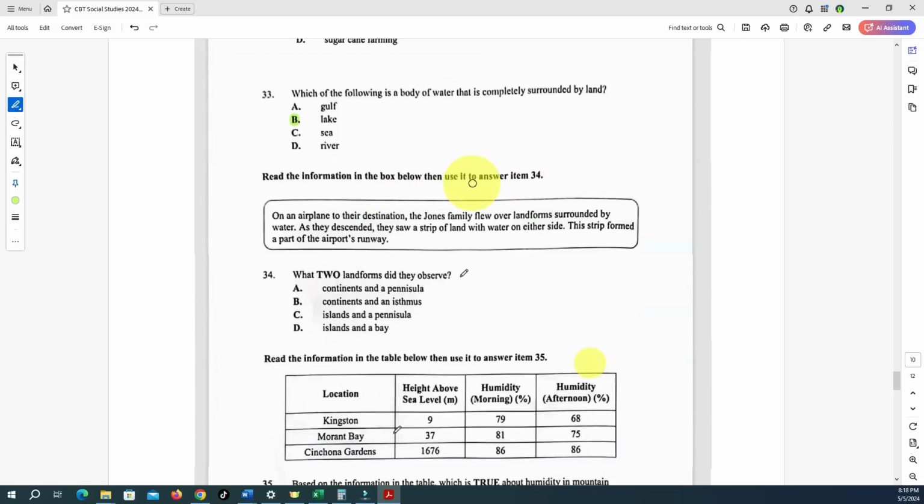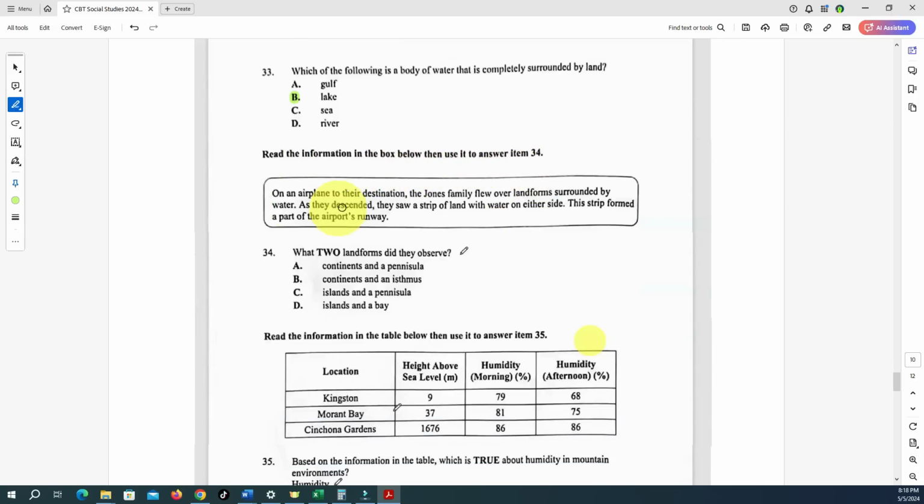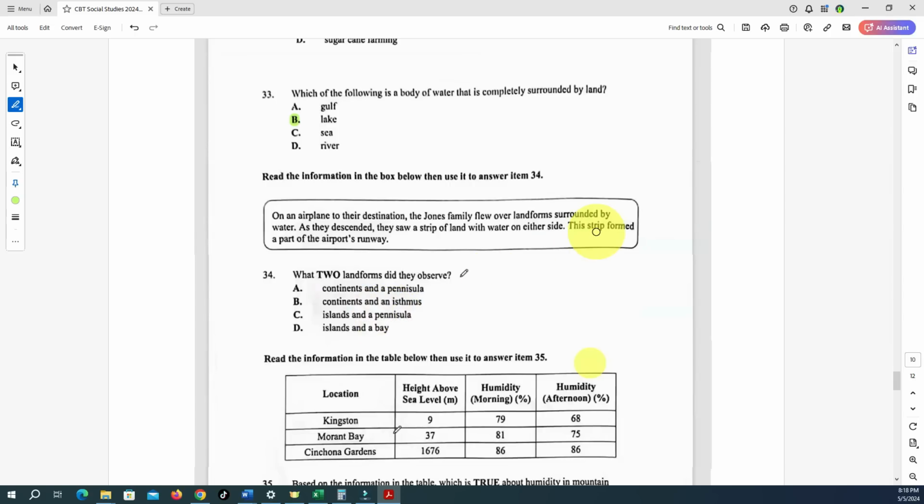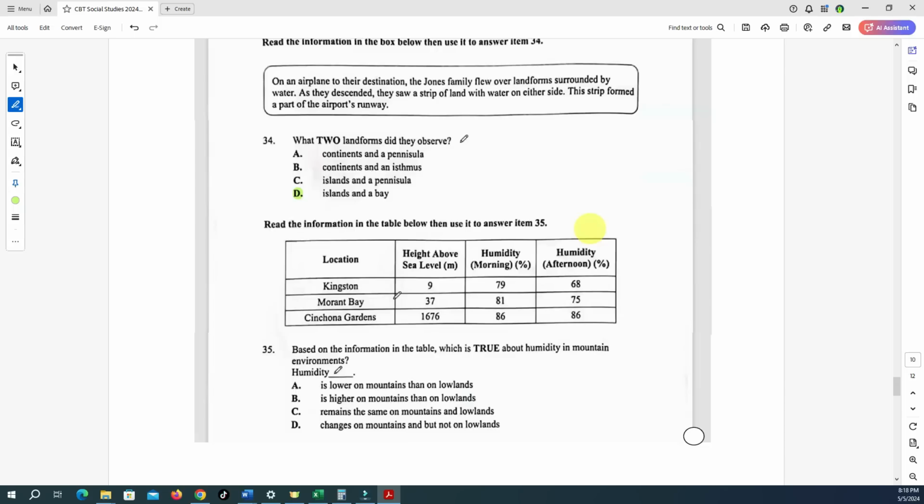Read the information in the box below, then use it to answer item 34. On an airplane to their destination, the Jones family flew over landforms surrounded by water. As they descended, they saw a strip of land with water on either side. This strip formed a part of the airport runway. That sounds like a bay to me. What two landforms did they observe? I know the island first, and then a bay. Well, peninsula. I'll say it's a bay, an island and a bay. Islands and bay, not a peninsula.